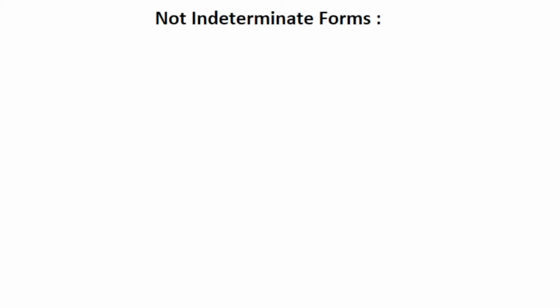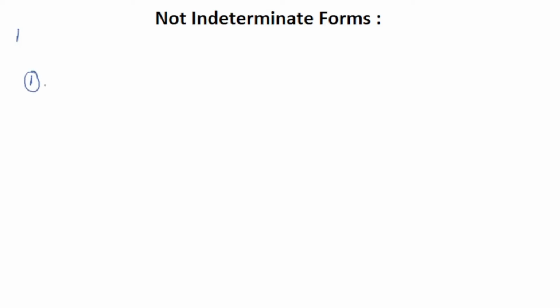In the previous video, we have seen the indeterminate forms and types of indeterminate forms. Yes, and in this video, we are going to see the not indeterminate forms, like the forms which are not related to any types of indeterminate forms. So first, let's see the one-sided limit.